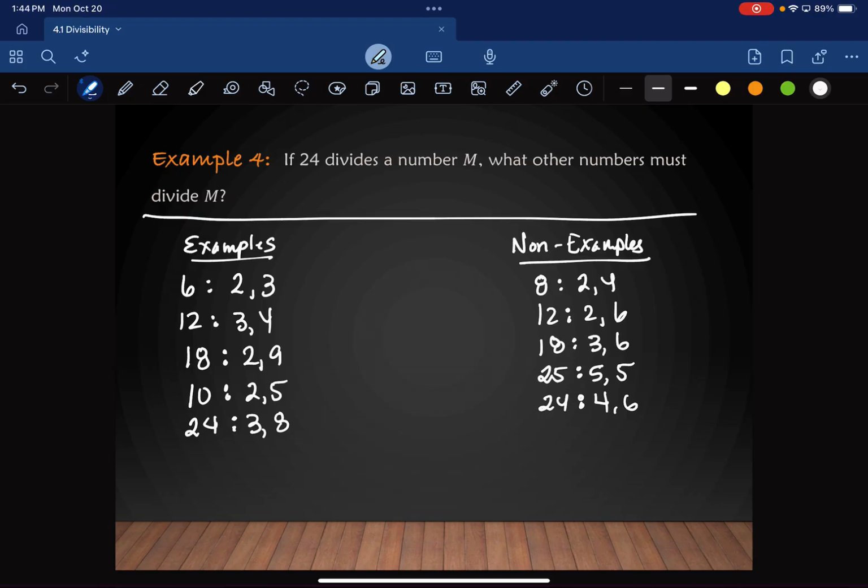Okay. All ideas are welcome in your group. So I want you to talk with one another and see if you can find a pattern that explains why these numbers on the left work and these numbers on the right fail.